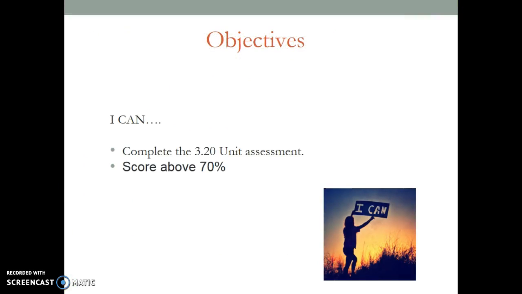Before I get started, I do want to talk about the goals for this unit assessment. The goal is to be able to take the test and score above a 70%. And if you don't get that score, you are eligible to retake that test.